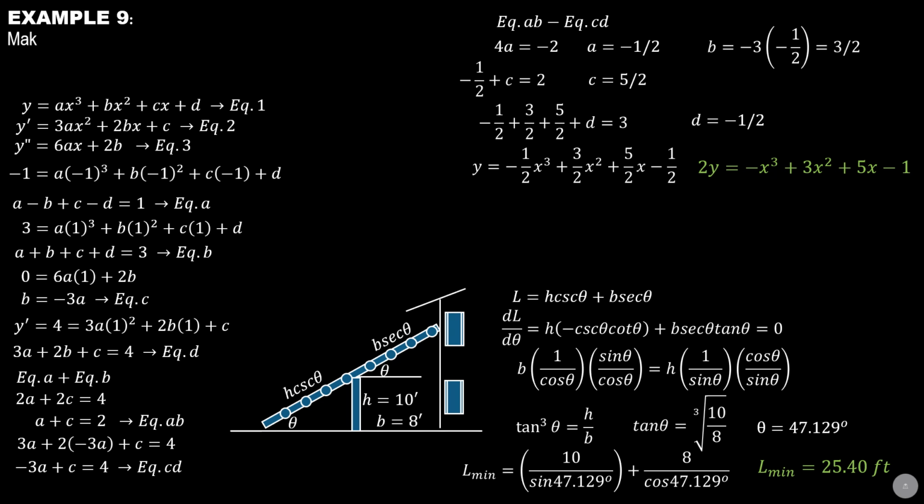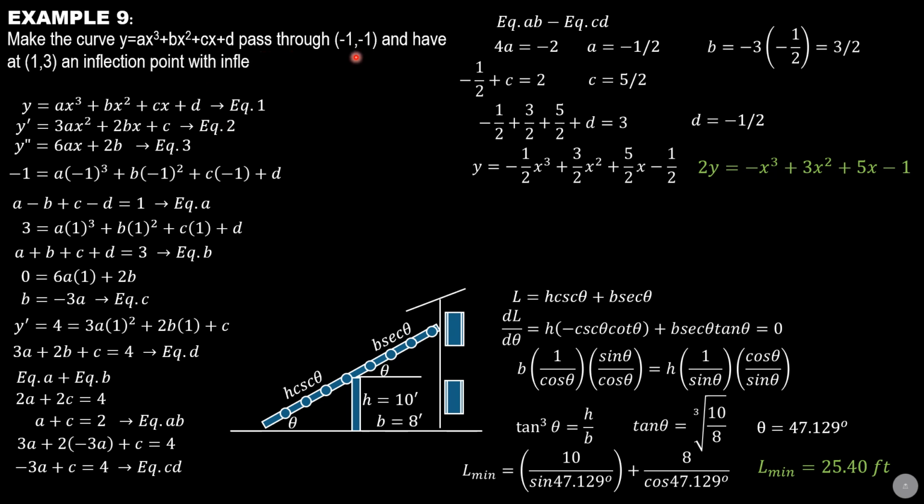Example 9. Make the curve y equals ax cubed plus bx squared plus cx plus d pass through the point -1, -1 and have at 1, 3 an inflection point with inflectional tangent 4x minus y equals 1. So for this curve, there are 4 unknowns. Let's find the values of a, b, c, and d respectively. And there must be 4 conditions.